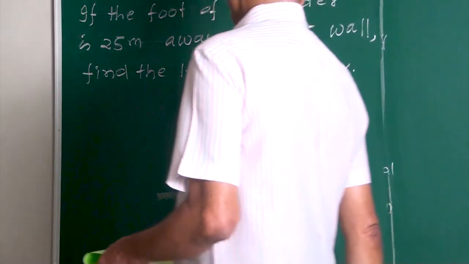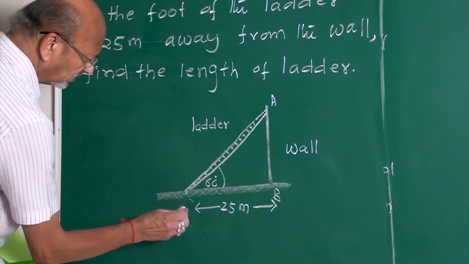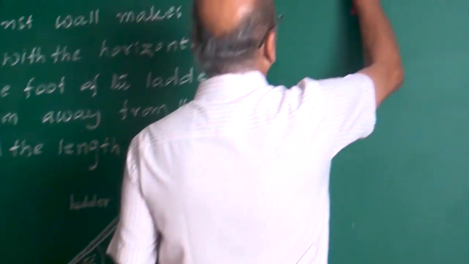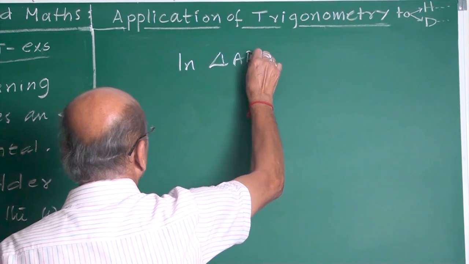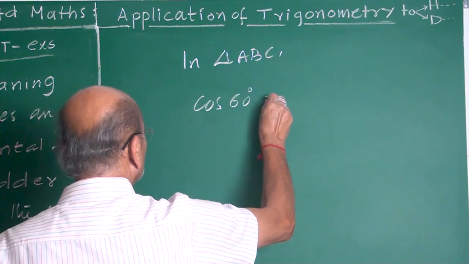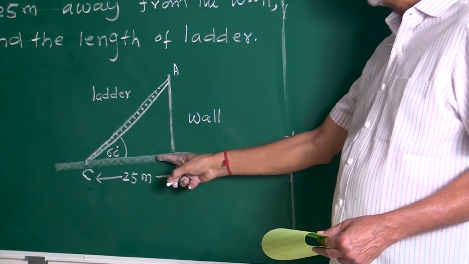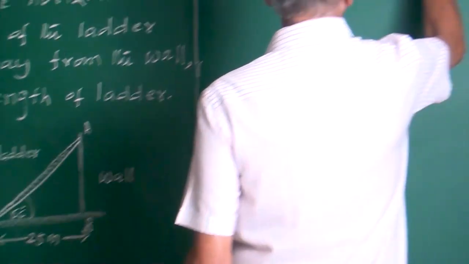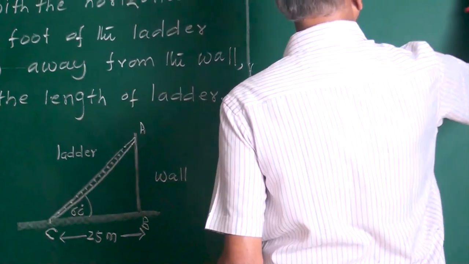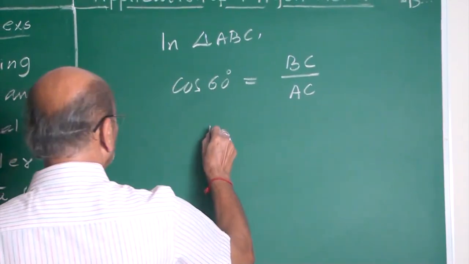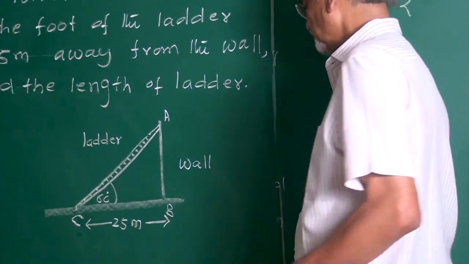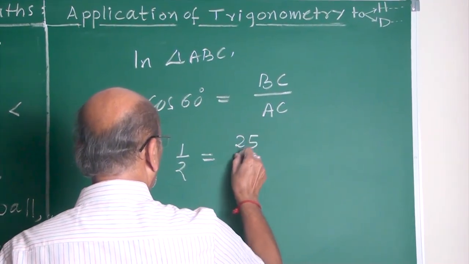In triangle ABC, I told you, cos 60 degrees. Cos 60 means adjacent side over hypotenuse. Adjacent side is BC. Hypotenuse is AC. Cos 60 is 1 by 2. What is the value of BC? BC is 25. So 1 by 2 equals 25 upon AC.